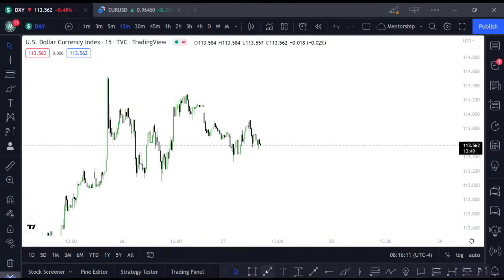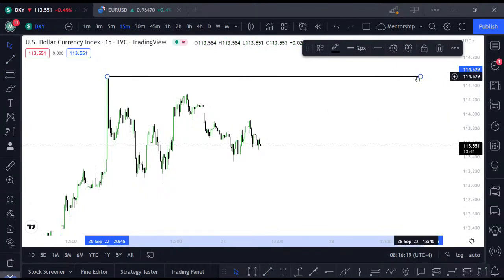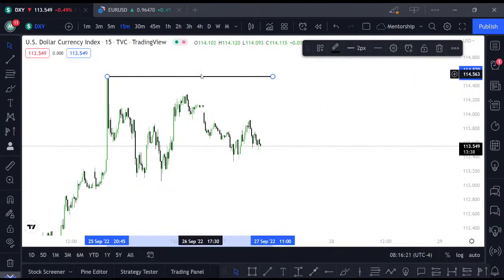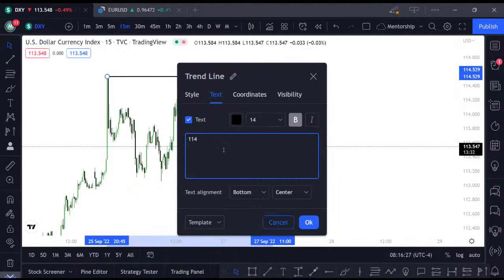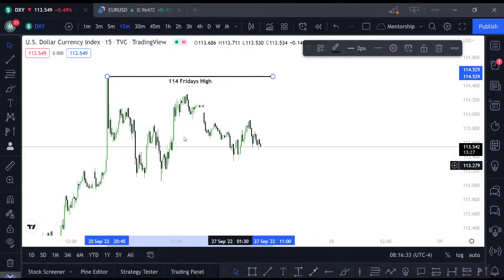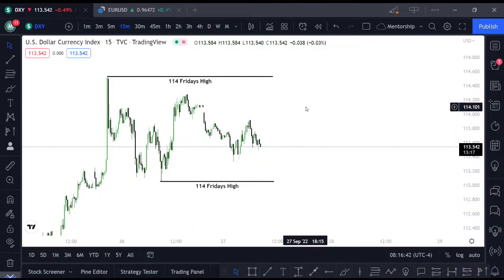Okay, folks, this is Friday's high. Let's not forget that. So let's mark Friday's high right there. Let's call this 114 for Friday's high. This is yesterday's low. So in here, between this high and this low, we see a consolidation, between 114.